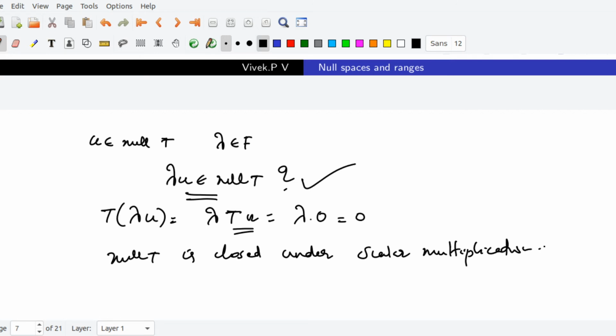Okay. So we have proved that the null space is a subspace of the vector space V. It is a standard result that to prove a set is a subspace, it is enough to show that the 0 vector belongs to that set and it is closed under addition and scalar multiplication. In this case, we have shown all these conditions: the 0 vector belongs to the null space and it is closed under addition and scalar multiplication. Okay.